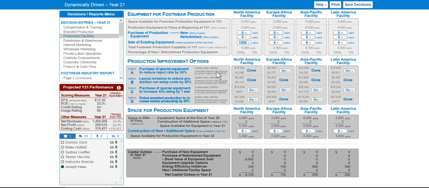These two options here, the purchase of special equipment to reduce rejection rate, that option was pretty cheap early on, so I chose it, but I probably wouldn't do that again. In fact, if I were to play this game again, I probably wouldn't choose any of these options until the middle of the game. And it would basically be on whatever I needed in terms of strategy.